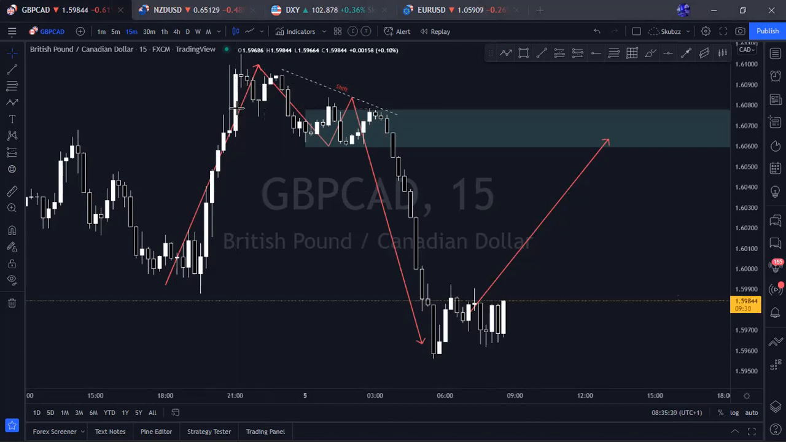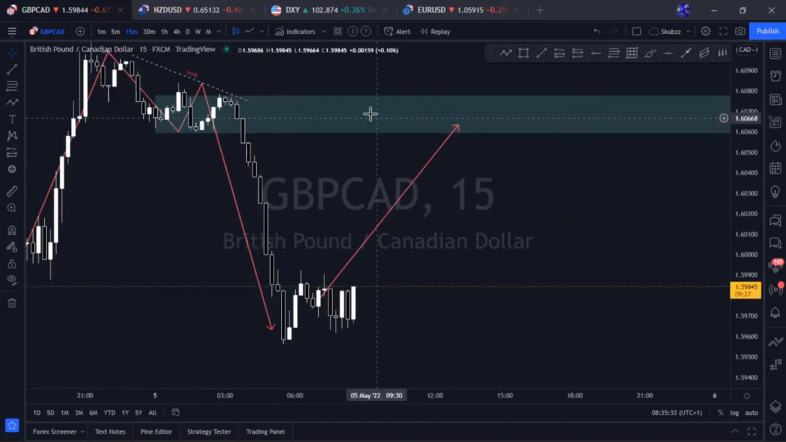Okay, no worries. So basically I'll be looking for sells, and the place to look for sells on this GBP CAD is here.